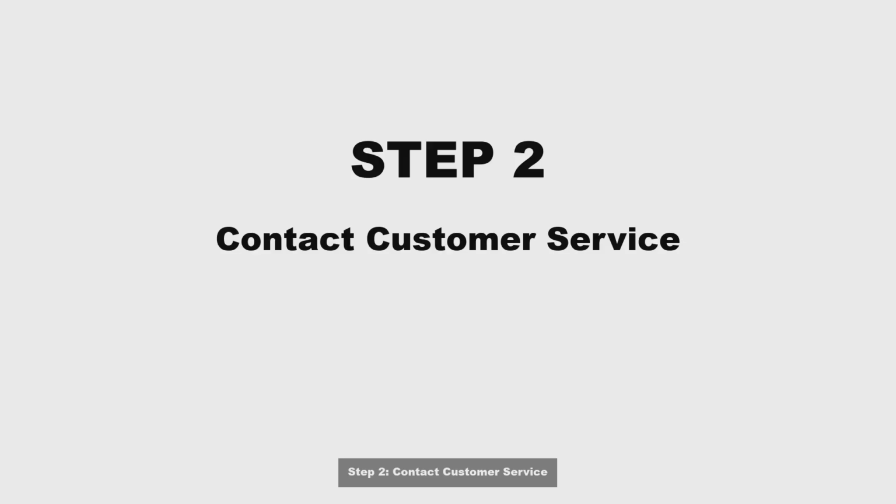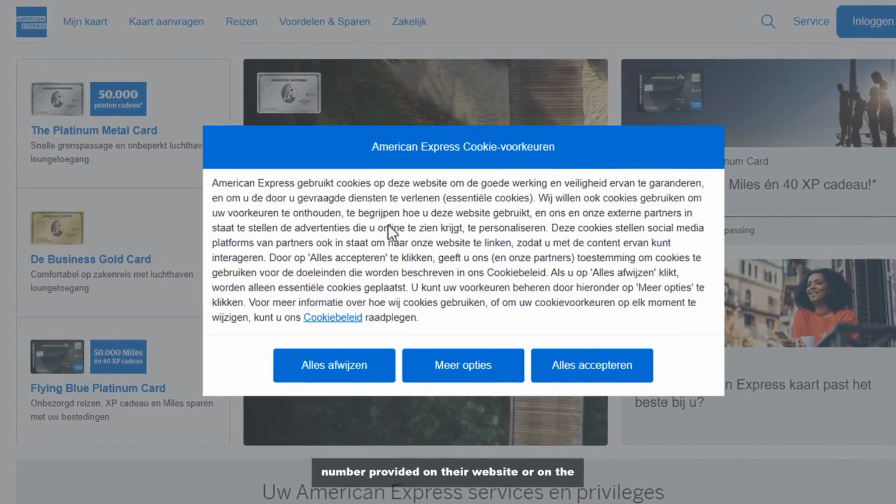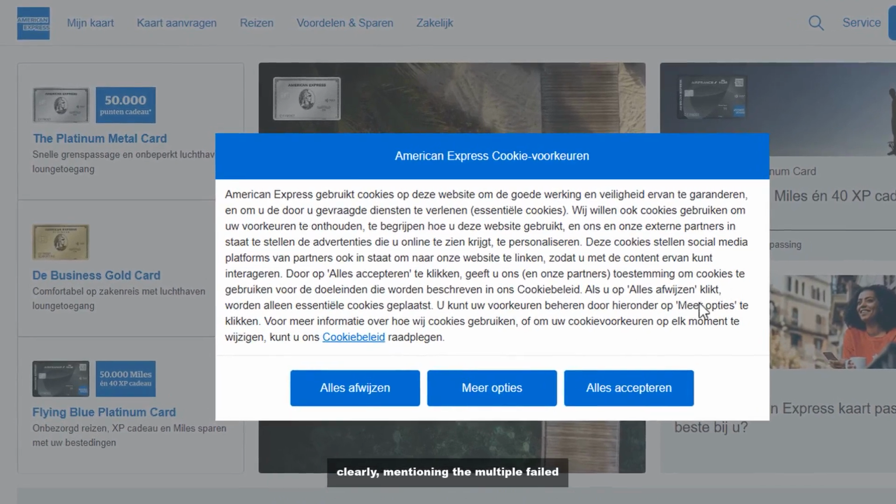Step 2. Contact customer service. Call the American Express customer service number provided on their website or on the back of your card. Explain your situation clearly, mentioning the multiple failed verification attempts.